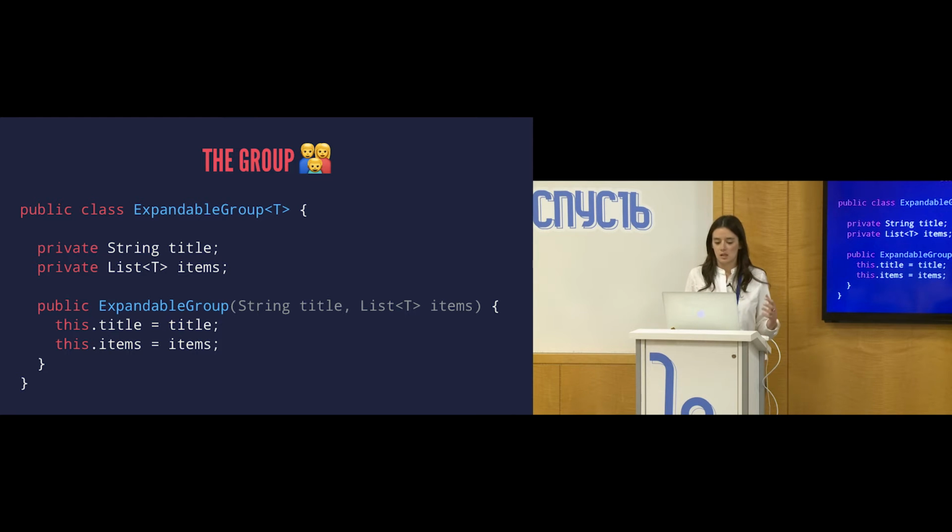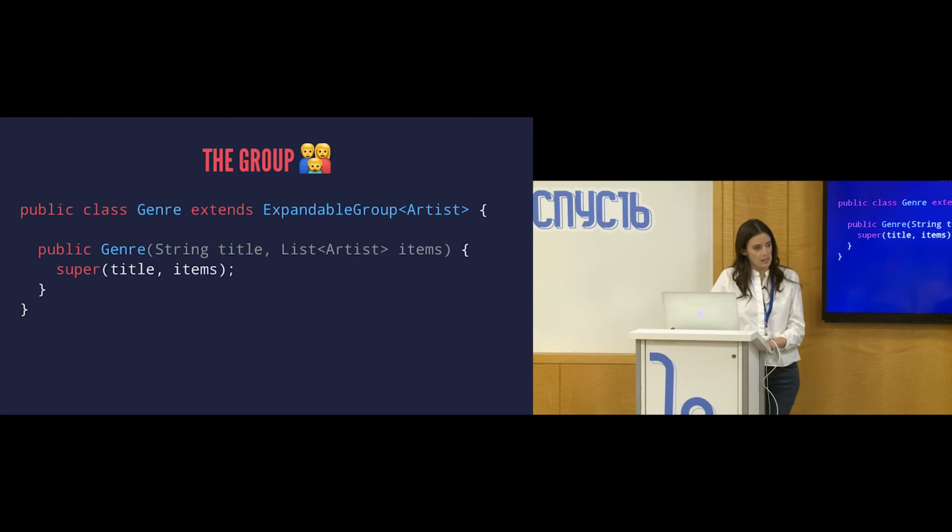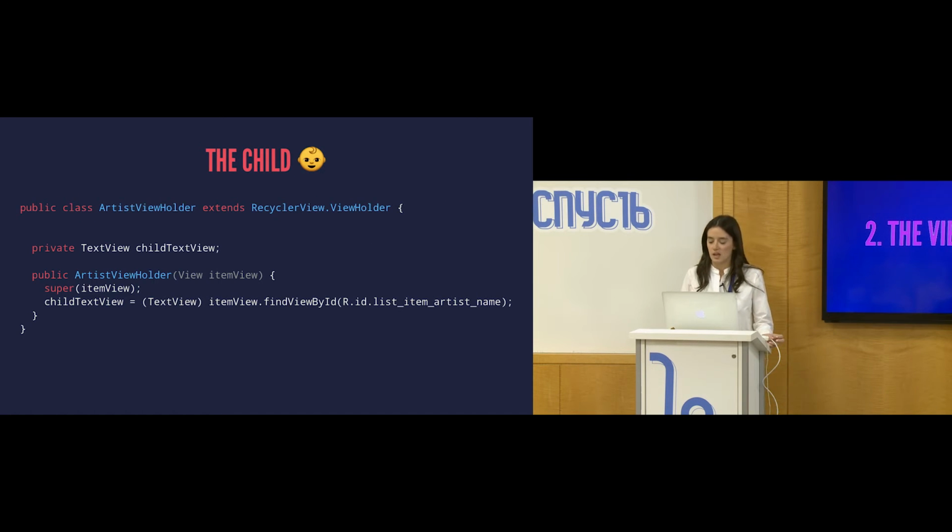By forcing any kind of group class that you want to use to extend this class, we can use type safety throughout the library and assume that whatever group, which really is just kind of a wrapper around this concept of something that has a name of itself and a list of items, we can achieve that. So our genre example would look like this. It extends expandable group, and we pass it the type of artist so that it knows in the constructor exactly what type we're using. Next up are the views, or in RecyclerView speak, the view holders.